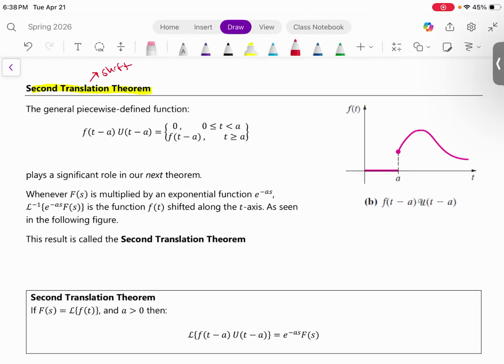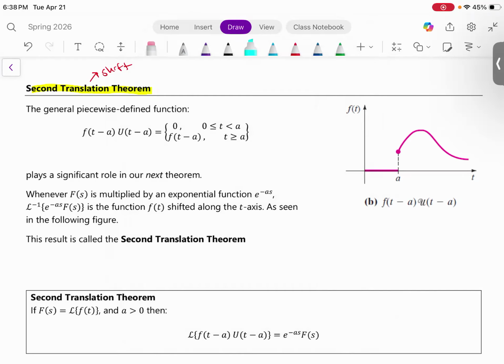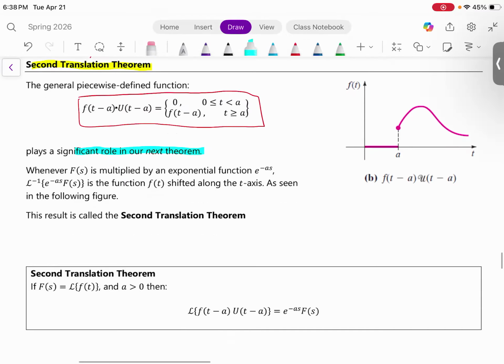So the general piecewise defined function of this form, like f of t minus a times u of t minus a, that's the unit step function, is going to be the piecewise function 0 for t values of 0 to a, and then f of t minus a for t values greater than a. So this piecewise function might seem kind of random, but it plays a significant role in our next theorem, which is that second translation theorem.